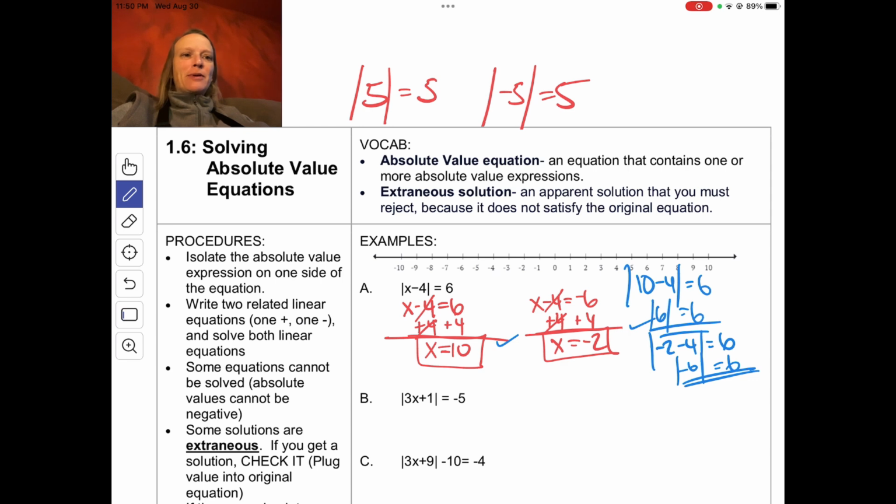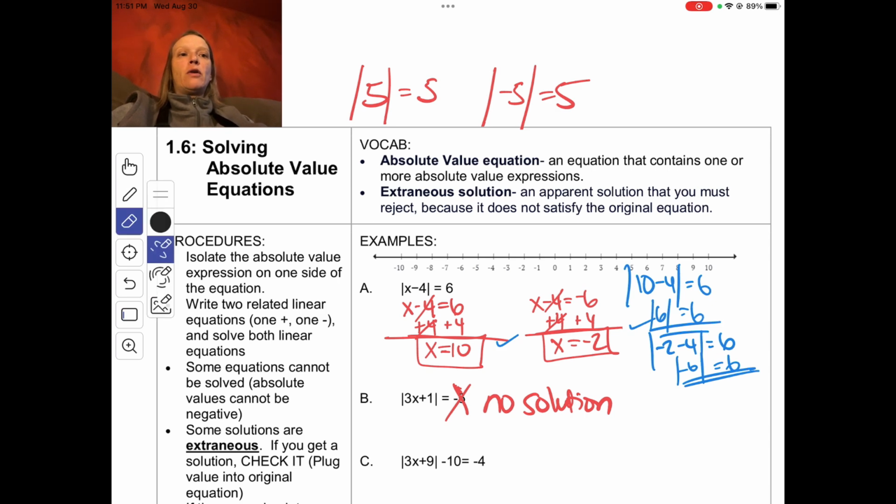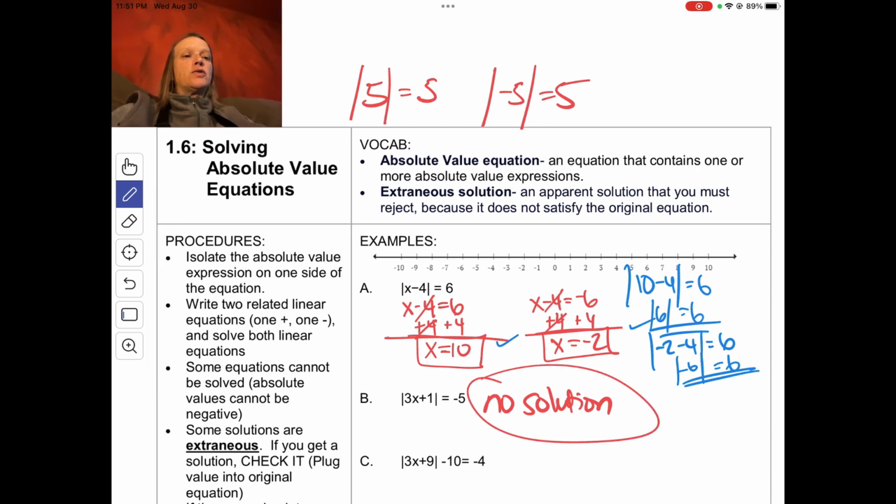Let's look at another example. The absolute value of 3x plus 1 equals negative 5. Right away, when we look at this equation, absolute values can never be negative. Absolute values are always positive. So this is an impossible equation. There is no solution to this problem because you cannot have a negative value as the answer to an absolute value expression. So this particular equation has no solution.